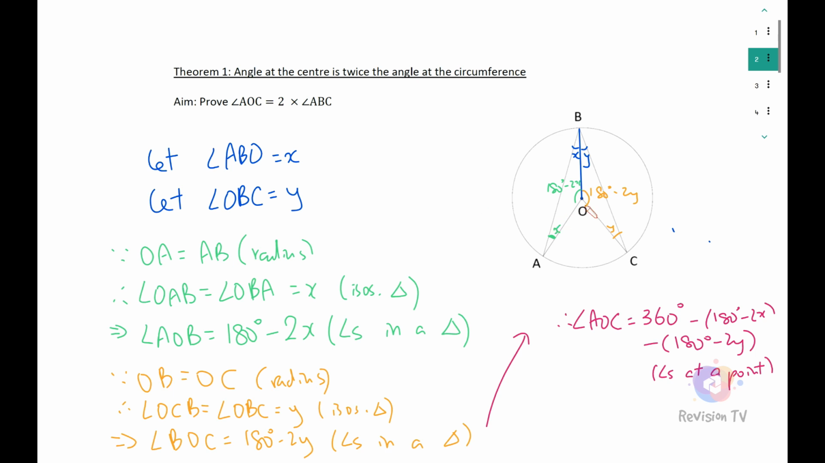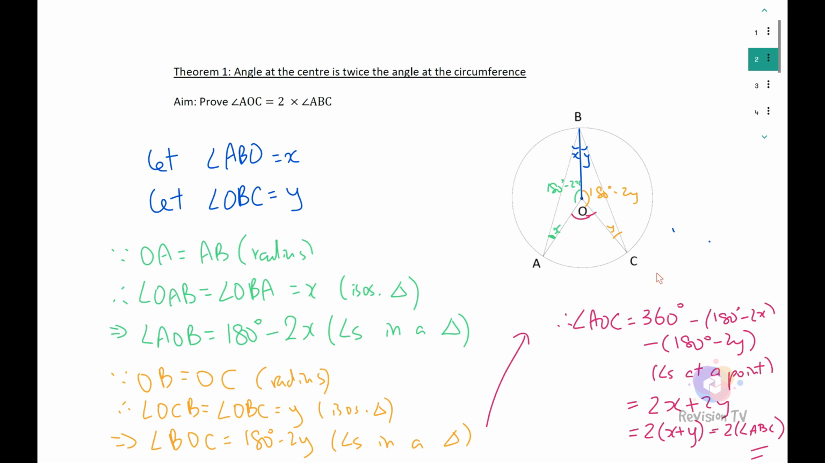So to work out this angle AOC in here, we can do 360 minus 2 angles. One thing you have to note is you must put a bracket when you subtract them, because the minus will change the sign inside the bracket. 360 take away 180, take away 180, it's gone. Minus minus makes a plus, so it'll be a positive 2x. Minus minus makes a plus, it'll be 2y. So that is the same as 2 bracket x plus y, which is the same as 2 times the angle of ABC, which is that one here. So therefore, we've proven it. So you can see we've proven AOC equals 2 times ABC, and that's the answer.